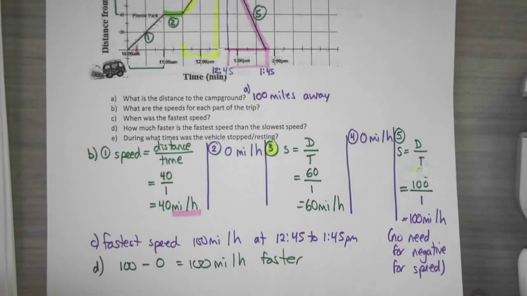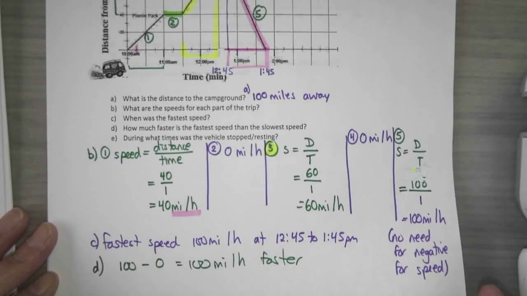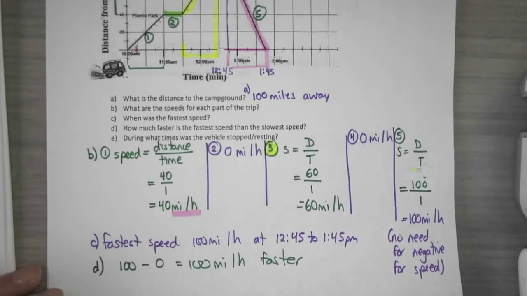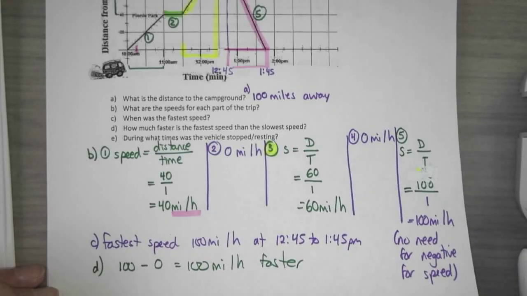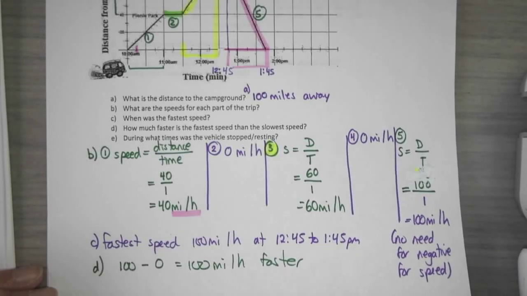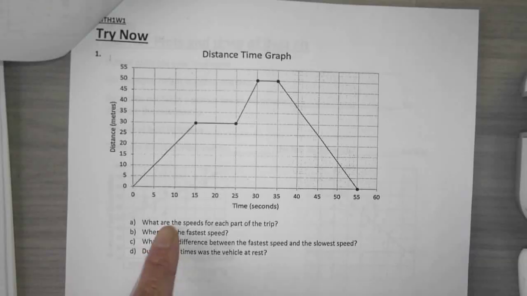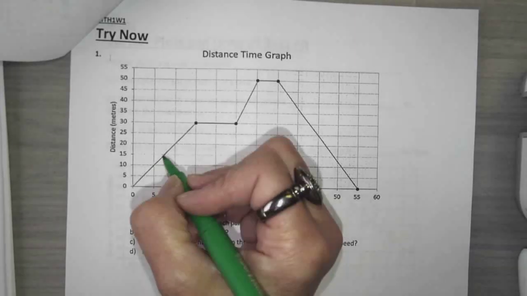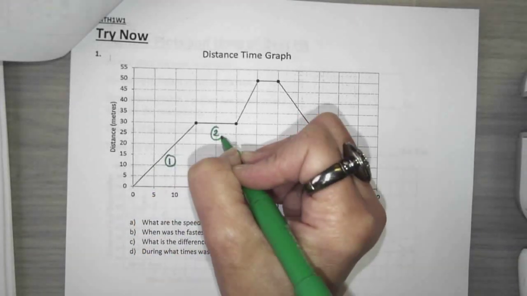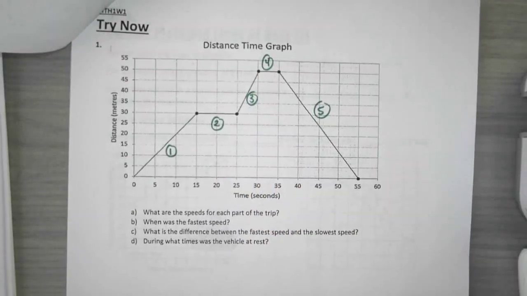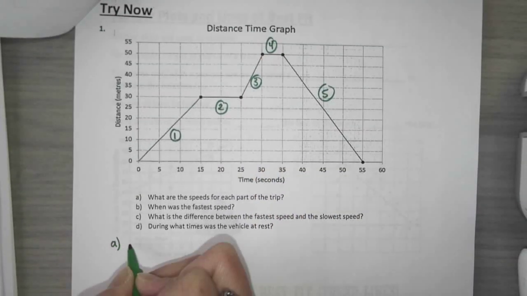So that's reading off of a distance time graph. Not bad, I hope. Right? So you've got to be able to read off of a distance time graph. That's what that question's all about, just being able to read the information we give you. So this part of this chapter is being able to read off of a graph. So we're going to try it again. What are the speeds for each part of the trip? So I'm going to count it. 1, 2, 3, 4, 5.